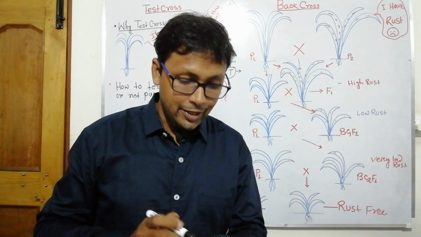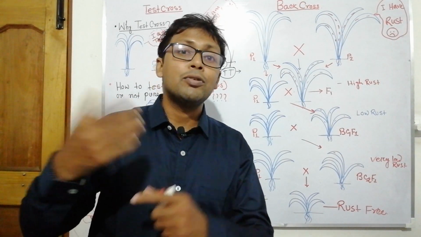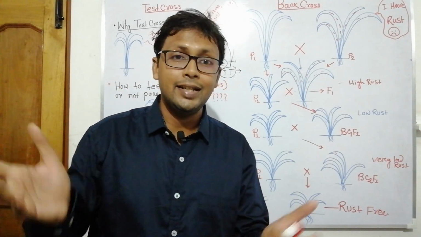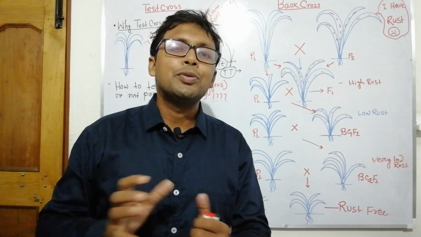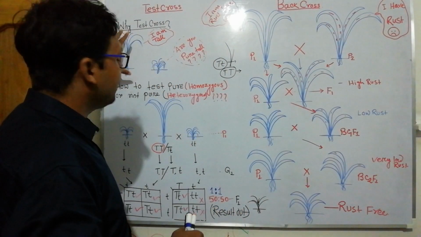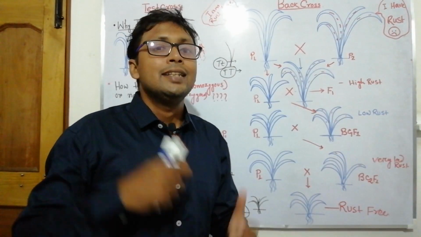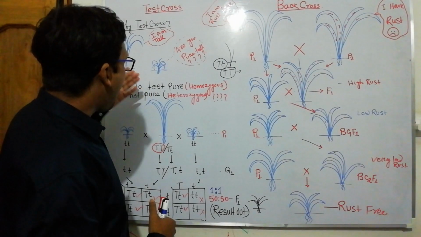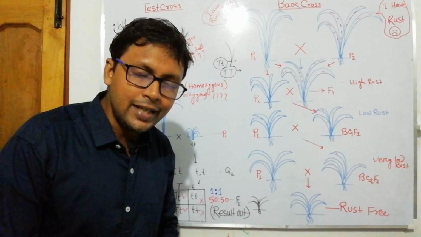The only way of determination is the test cross, not going to the laboratory. If we go to the laboratory and do genetic analysis, whole genome sequencing, then you will know whether it is pure or hybrid. But by a simple test cross, you can experimentally prove whether this individual is pure or hybrid, that is, whether its genotype is homozygous or heterozygous. So how to test whether it is homozygous or heterozygous? This individual is either homozygous or heterozygous.